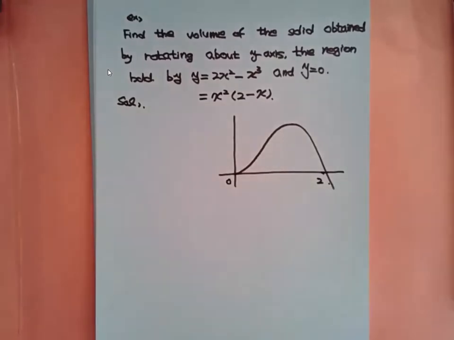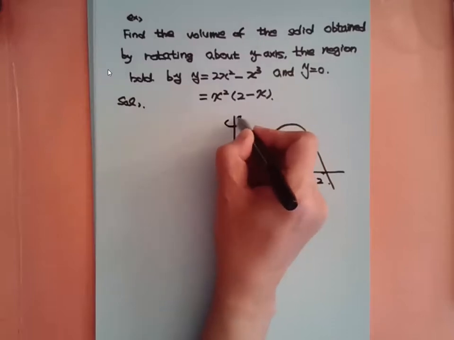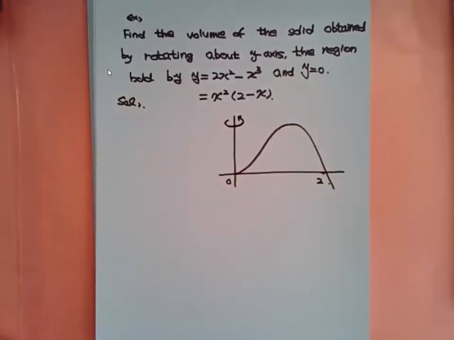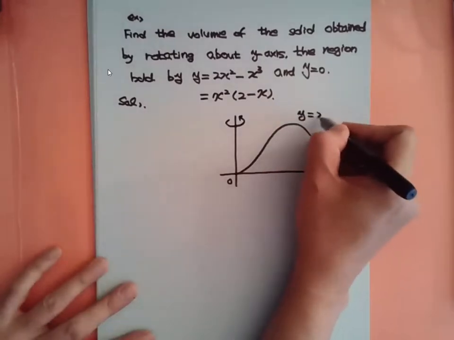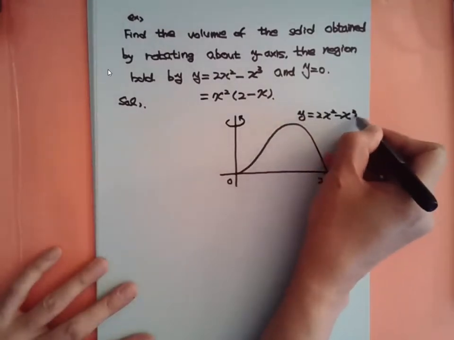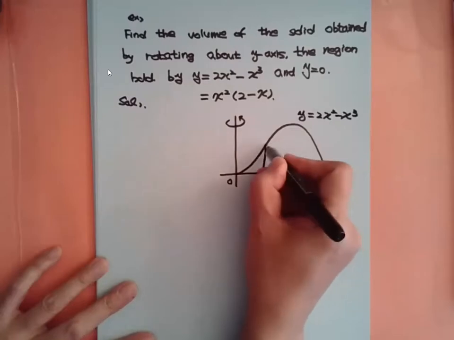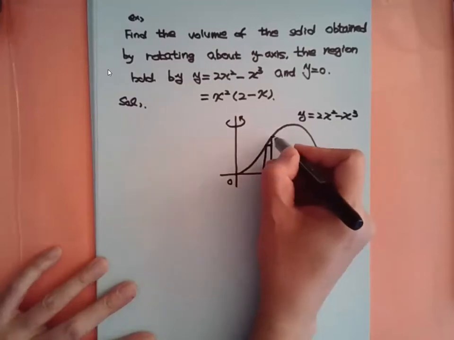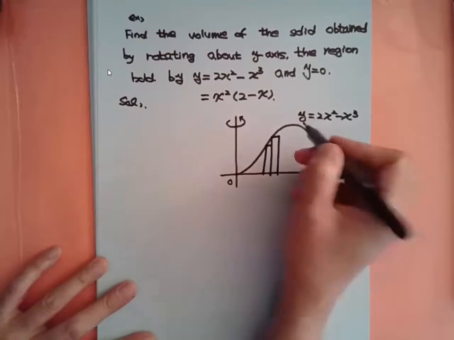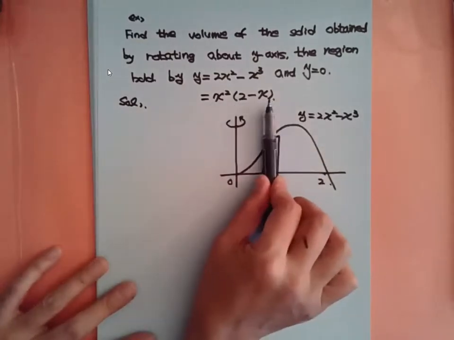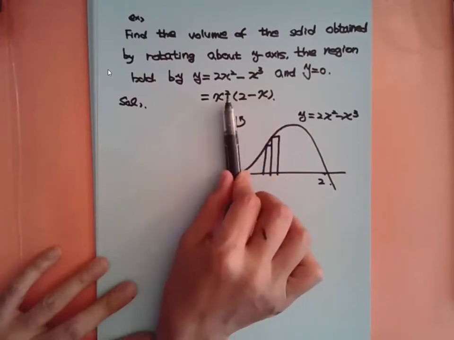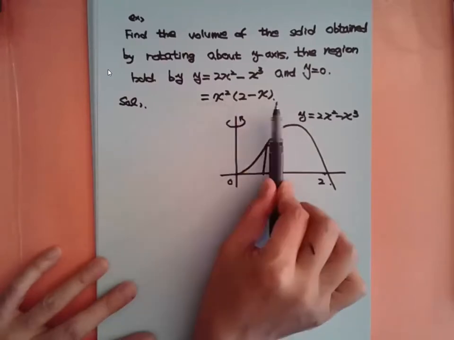What the problem is suggesting you to do is find the volume of the solid obtained by rotating about the y-axis. So like this. We use the cylindrical shell method. This is y equals 2x squared minus x cubed. So we are drawing the sticks, which is parallel to the axis of rotation.